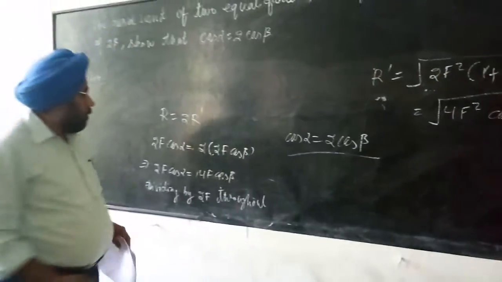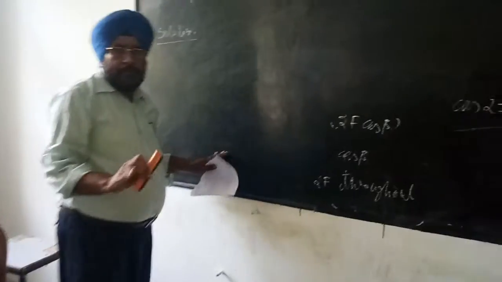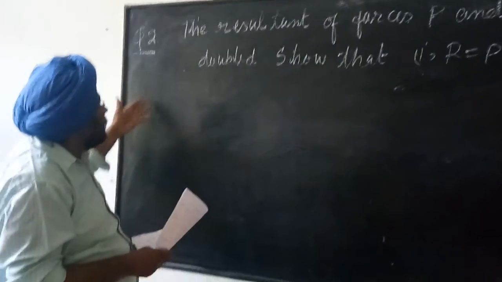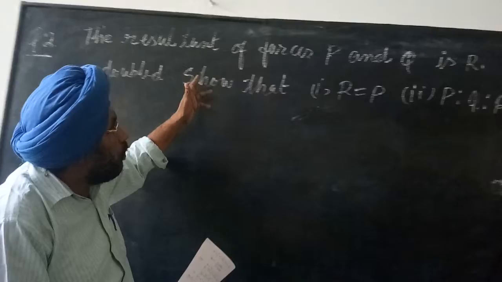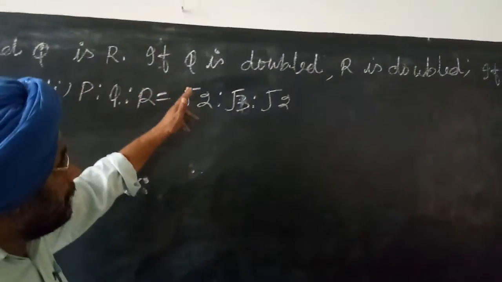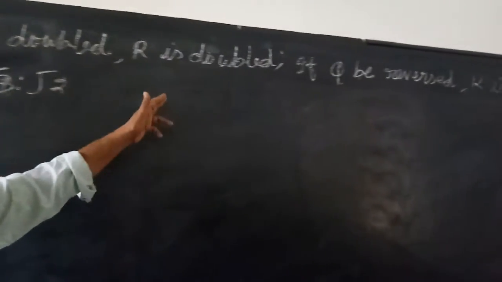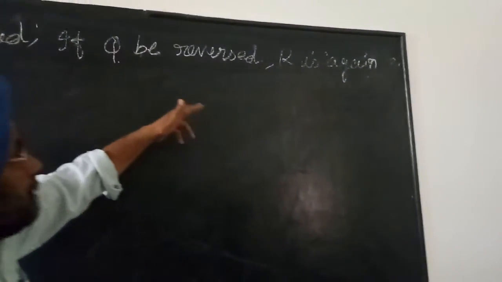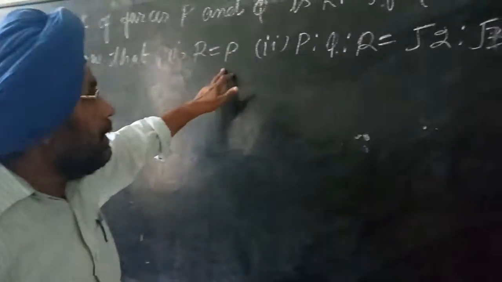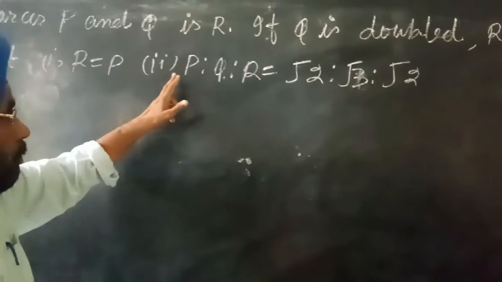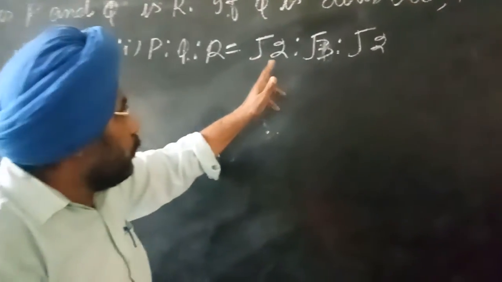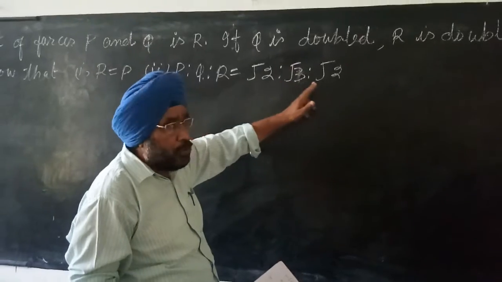So the second problem, students. The second question: the resultant of forces P and Q is R. If Q is doubled, R is doubled. If Q is reversed, R is again doubled. Show that R is equal to P. Second part: the ratio P is to Q is to R is equal to root 2 is to root 3 is to root 2.